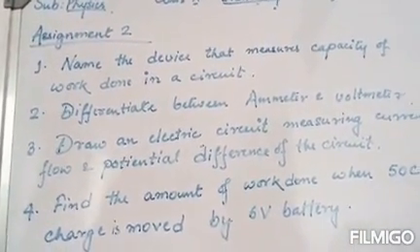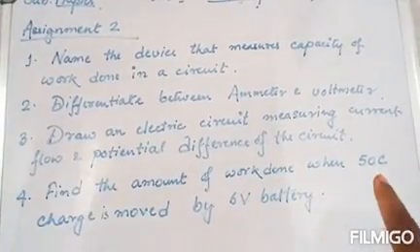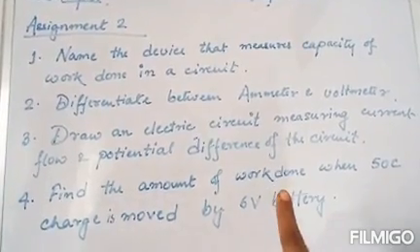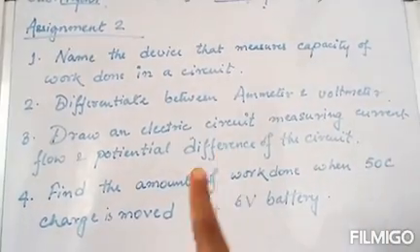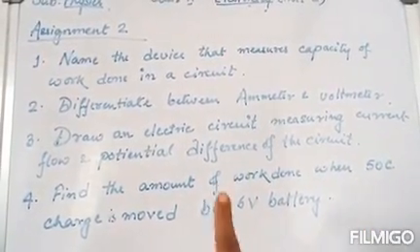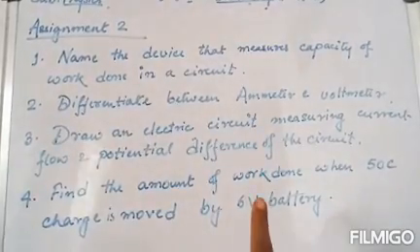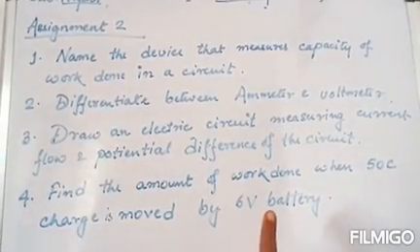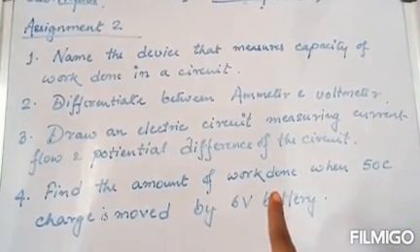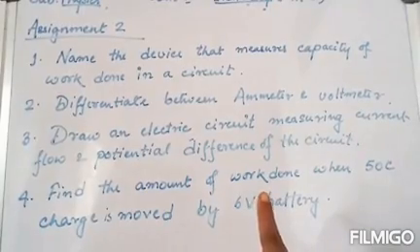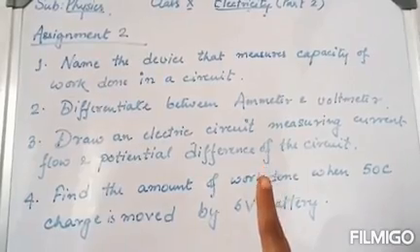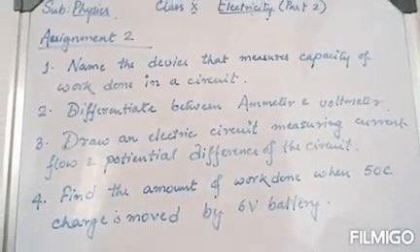The fourth one is, find the amount of work done when 50 coulomb charge is moved by a 6-volt battery. Here charge is given and the 6-volt battery is doing the work. That means your potential is also given. So charge is given, potential is given, and you need to find the work done. I have already given the formula to measure potential difference, that is work done by charge. From that formula you will do this.